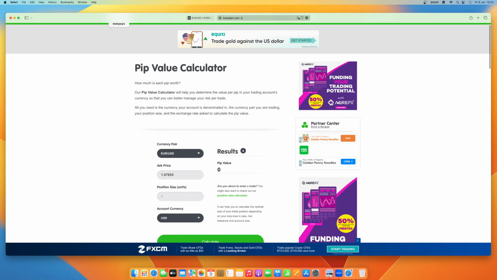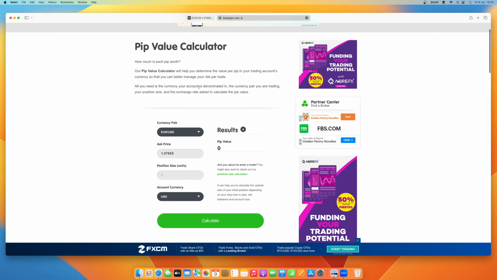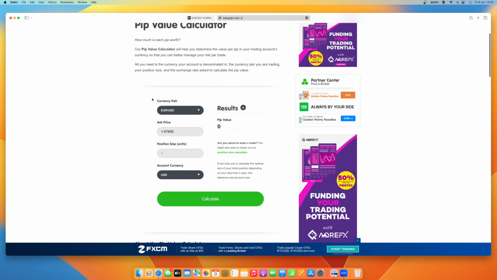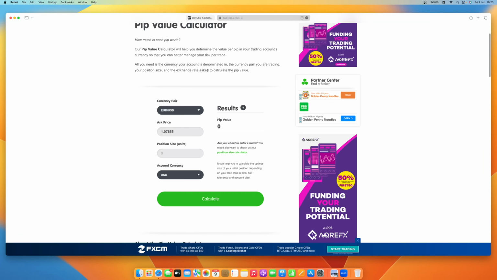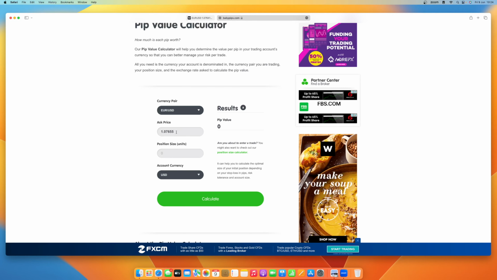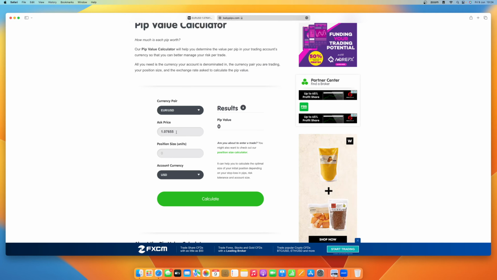It's going to bring you here. It says pip value calculator. So then you scroll down to this area here. And then what currency do you want to trade? You've already determined the currency you want to trade. This is Euro USD I want to trade. The next thing is going to ask you for the ask price. This is the current price for Euro USD. So you don't need to fill this in. This website is going to just give you the current price automatically.